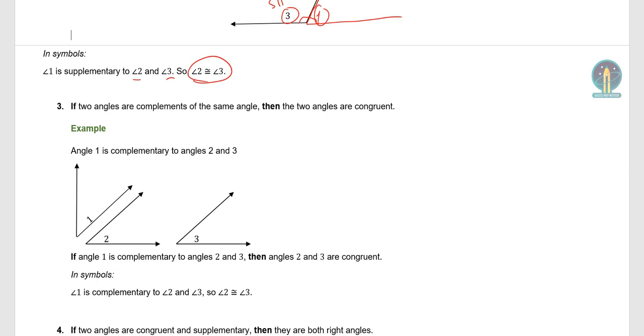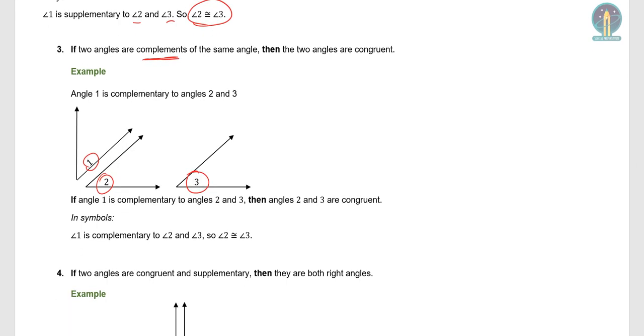Third idea in congruency. If two angles are complements of the same angle, then the two angles are congruent. So this is very similar to the previous idea about supplements, or supplementary angles. So if angle 1 is complementary to angle 2 and also complementary to angle 3, then angles 2 and 3 have to be equal.